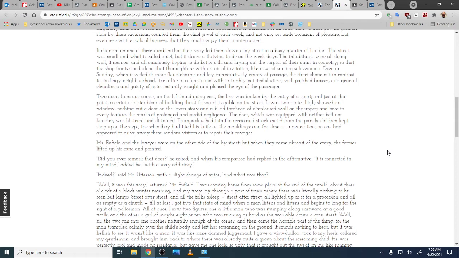Even on Sunday, when it veiled its more florid charms and lay comparatively empty of passage, the street shone out in contrast to its dingy neighborhood, like a fire in a forest. And with its freshly painted shutters, well-polished brasses, and general cleanliness and gaiety of note, instantly caught and pleased the eye of the passenger.